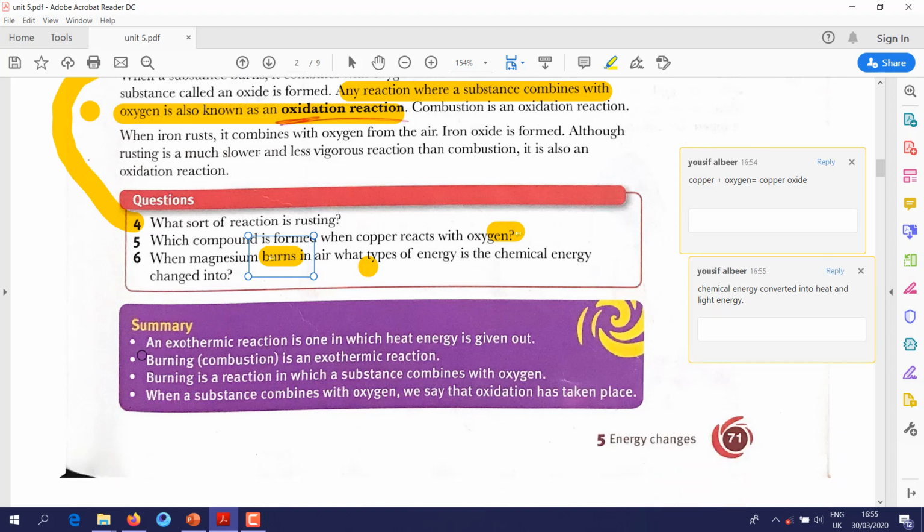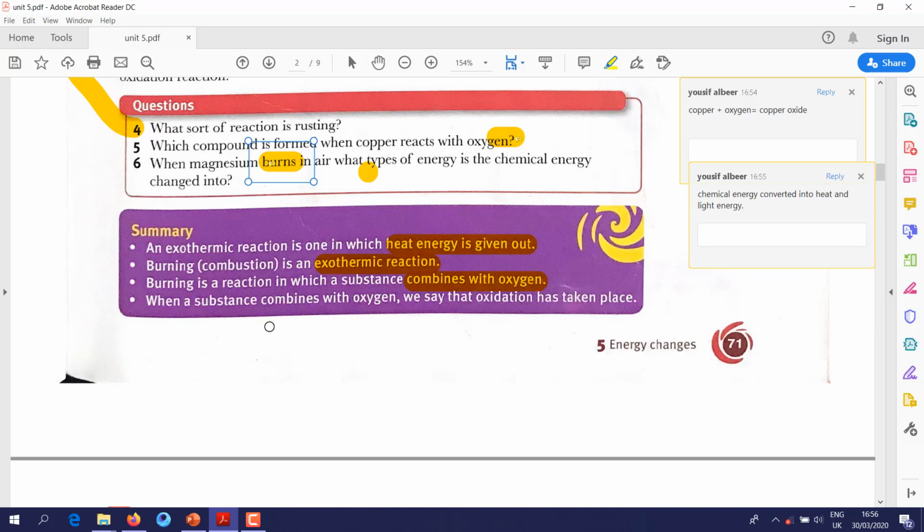Again, a summary. An exothermic reaction is one in which heat energy is given out. Burning or combustion is an example of an exothermic reaction. Why? Because it gives out energy, heat energy. Burning is a reaction in which a substance combines with oxygen. Okay, students, here you should not confuse the definitions of exothermic reaction and burning. Each one has its own definition. When a substance combines with oxygen, we say that oxidation has taken place.